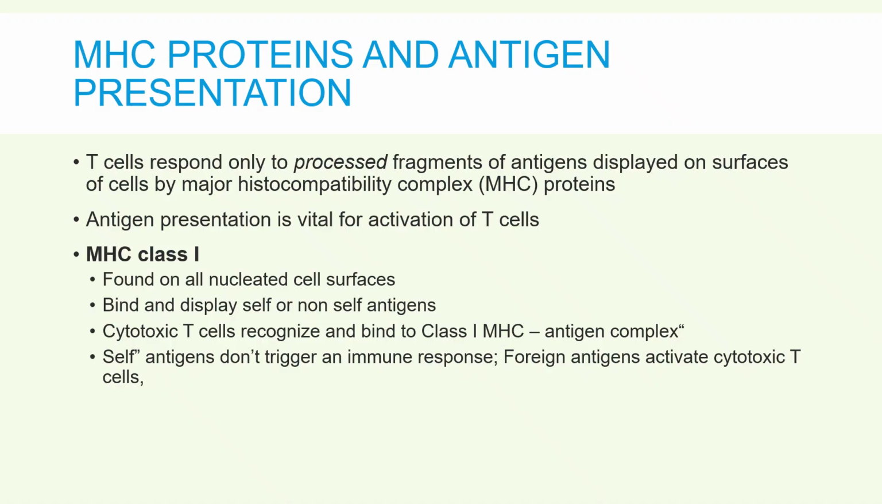Antigen presentation is going to be vital for the activation of T cells. T cells respond only to processed fragments of antigens displayed on surfaces of cells by the major histocompatibility complex proteins. And there are two different classes of MHC proteins. We have MHC class 1 proteins, which are found on all body cells, cells that feature a nucleus, okay? And they have the ability to bind and display self or non-self antigens. Cytotoxic T cells recognize and bind to class 1 MHC antigen complex. Now, self antigens do not trigger an immune response, but foreign antigens will activate the cytotoxic T cells.